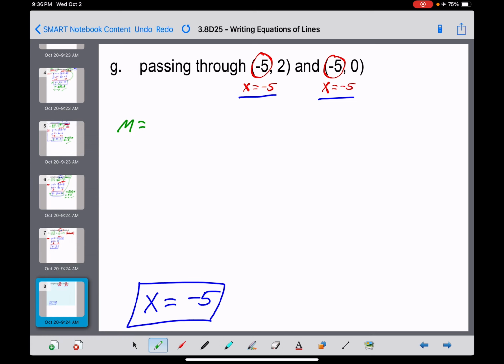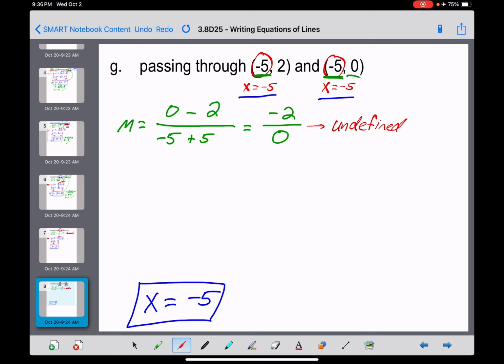You'd find your slope first. So we would start with y2, which is 0, minus y1, which is 2, all over x2, which is -5, minus x1. Minus -5 becomes +5. The numerator is fine, that's -2, but the denominator, -5 plus 5, now becomes 0, and this is the tricky part, guys. Anytime you are taking a number divided by 0, that is an undefined slope. Or we would say that the line has no slope.